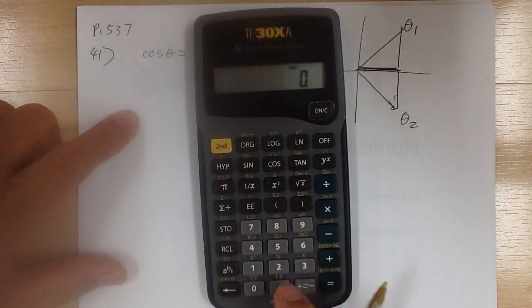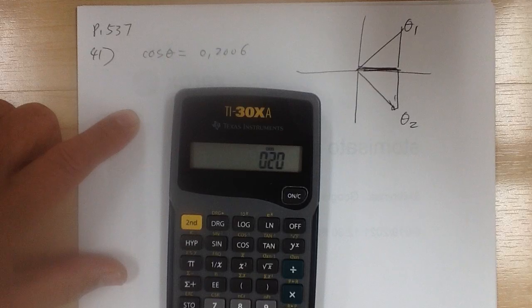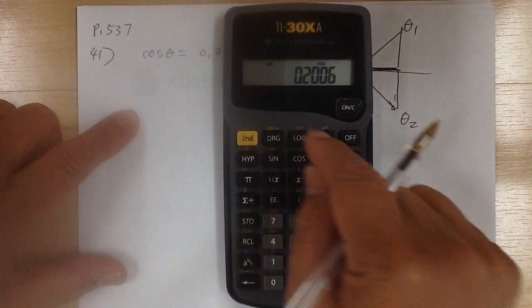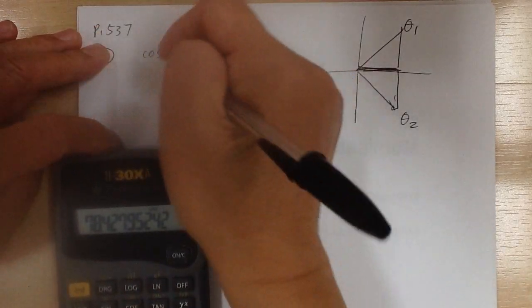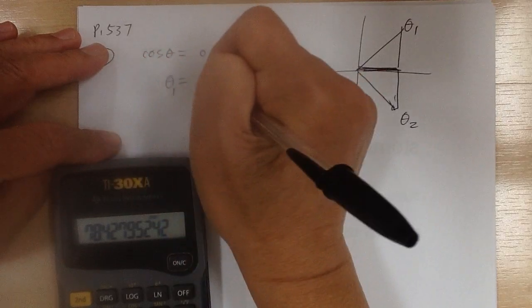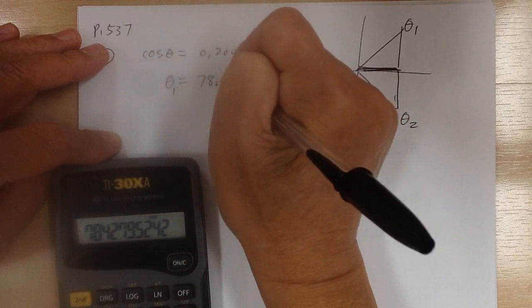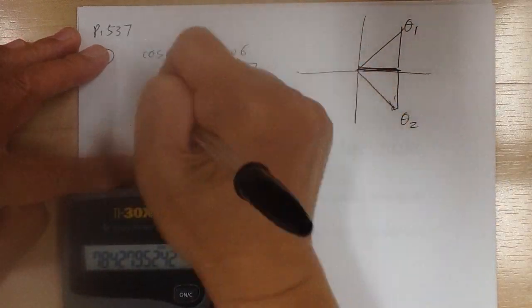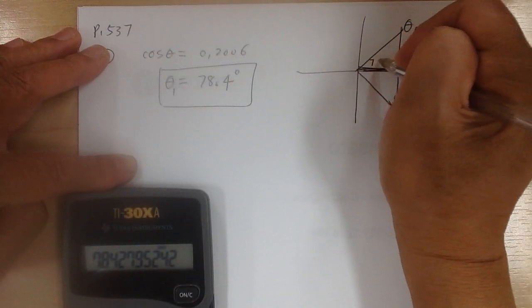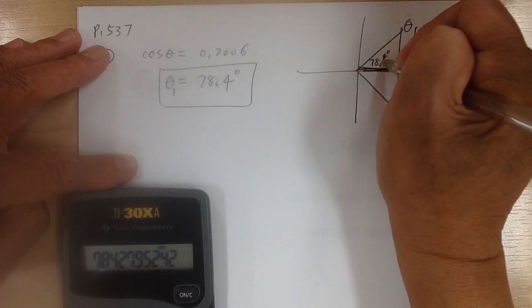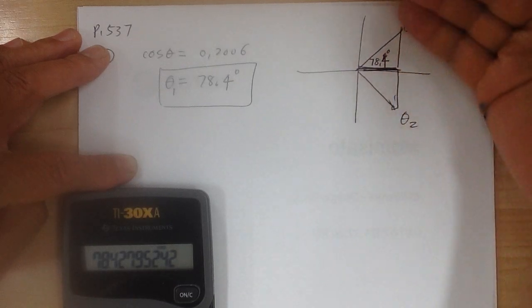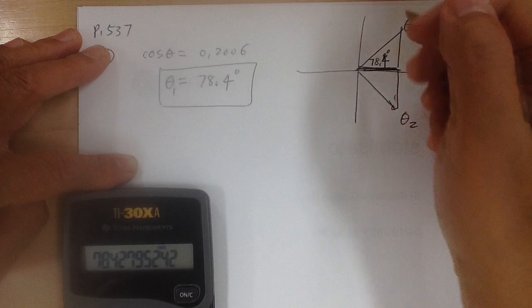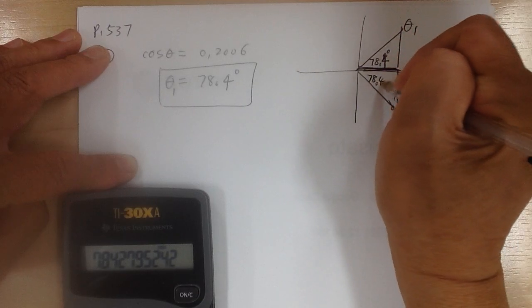Okay, so you go 0.2006, you go second cosine. So theta 1 is going to equal 78.4 degrees. Okay, so that's your theta 1, that's your 78.4 degrees. Now because this is symmetrical, this is also going to be 78.4 degrees.